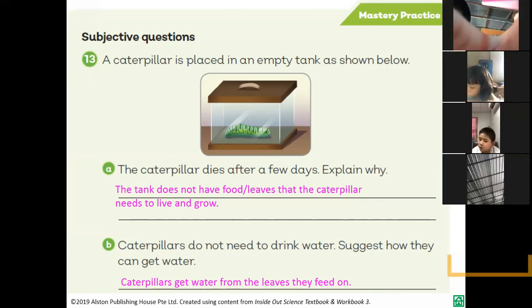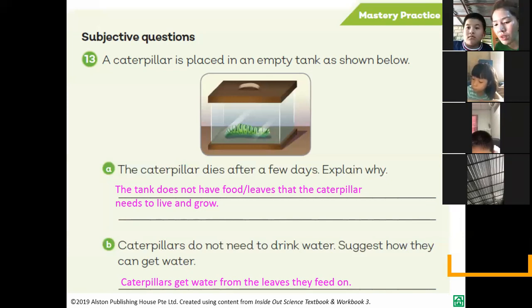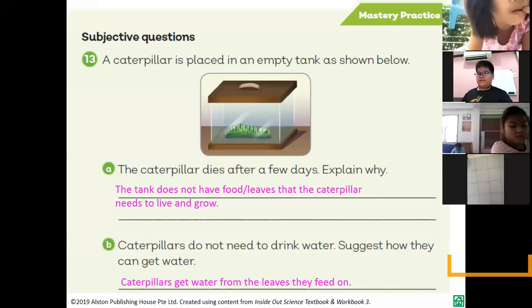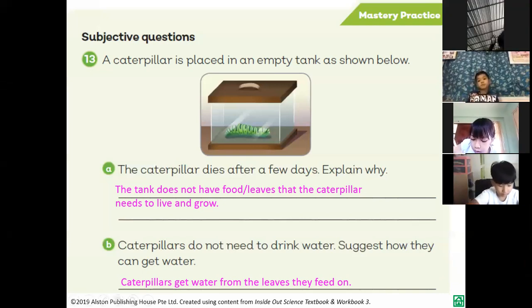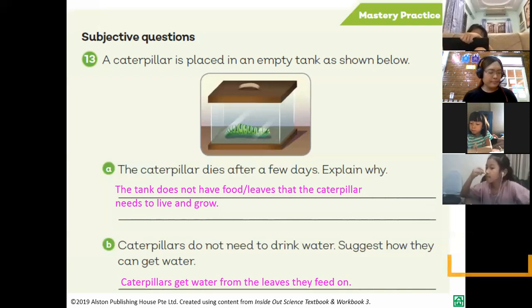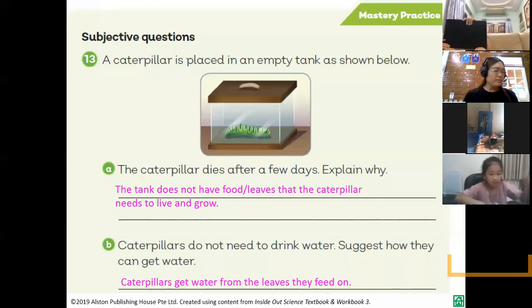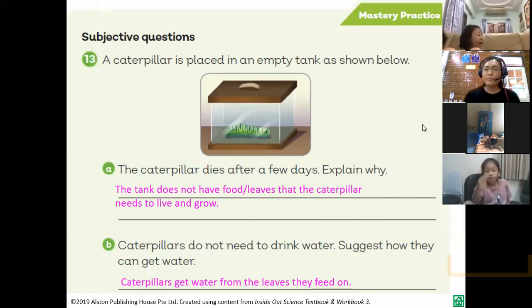Teacher, finish. Okay, very good, Pot. Only Tamlin and Pot? What about the others? Teacher, finish. Okay, very good. Finish? Okay, let's proceed to the next number.